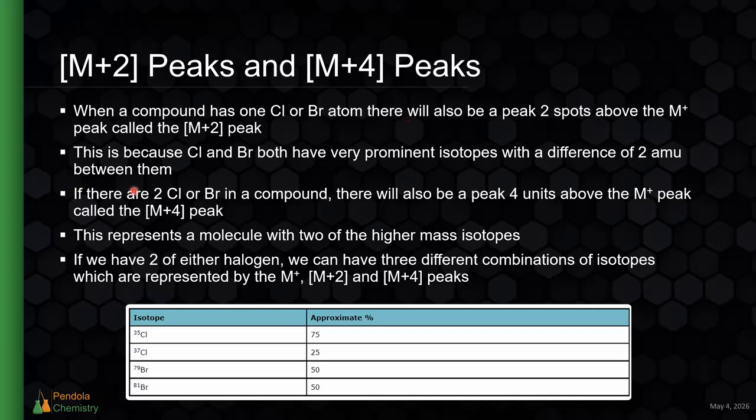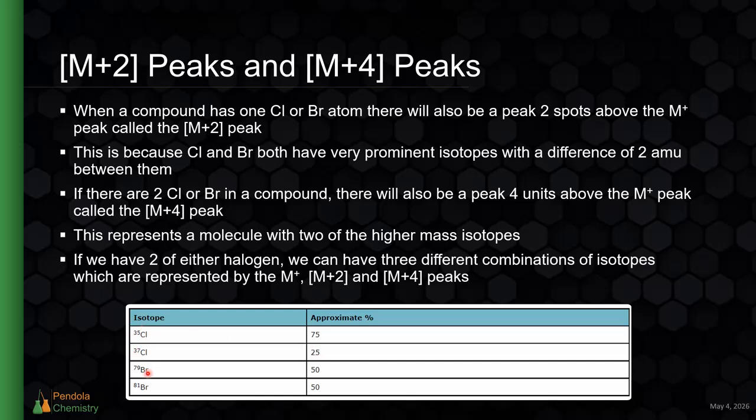Why is this? There are 2 chlorine isotopes and 2 bromine isotopes that can exist, and they have very specific and very large percentages in the universe. Chlorine has 2 isotopes, chlorine 35 and chlorine 37, which are off by 2 neutrons, therefore the n+2 peak. And they have a 75 to 25% ratio, meaning that out of all of the chlorine in the universe, 75% is chlorine 35, and 25% is chlorine 37.